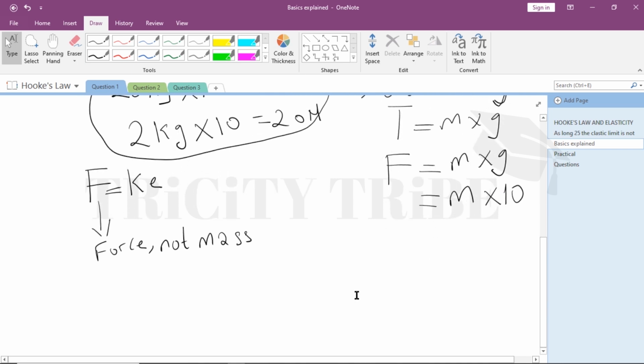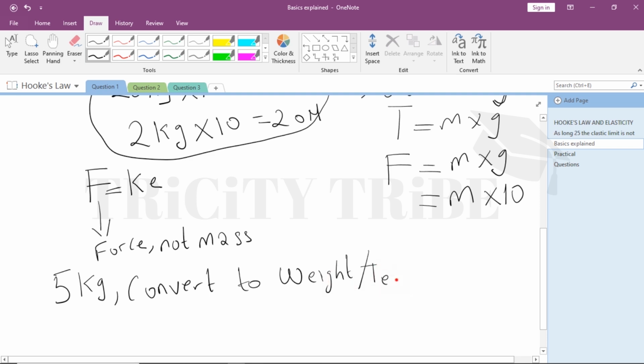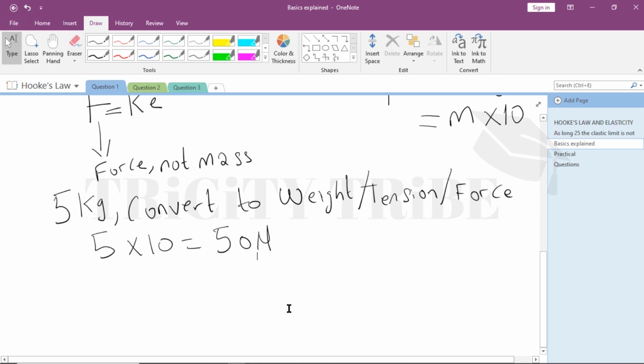So if you were given, let's say, a mass of 5 kilogram, and you were told to convert it, to find the force, to convert to weight, which is tension, and which is force, just multiply this 5 times 10 and you have 50 Newton. So it depends on what you are given.